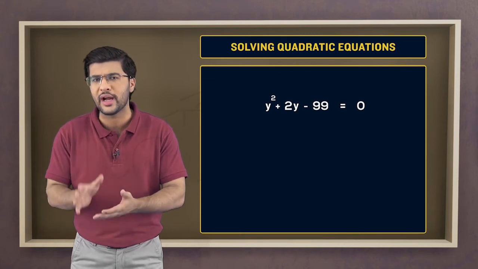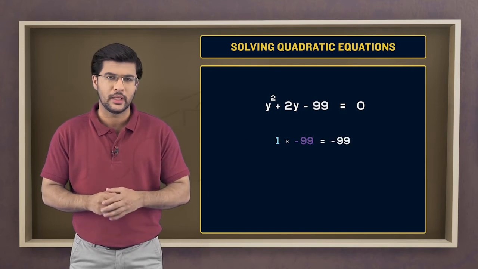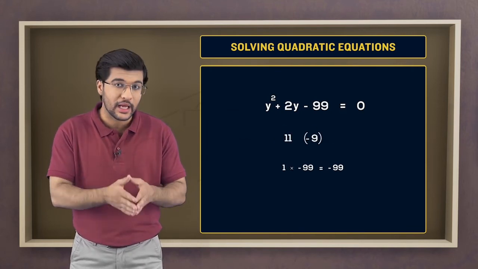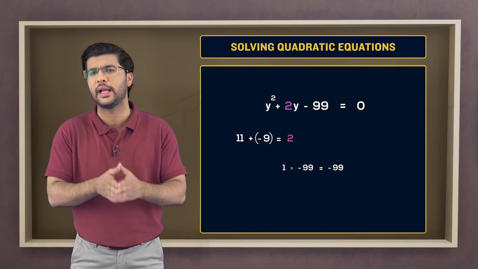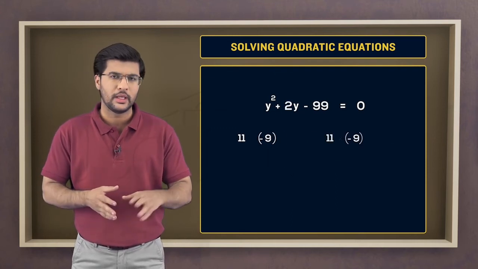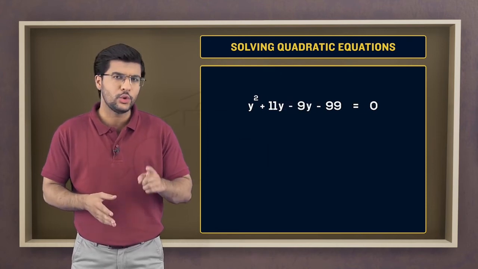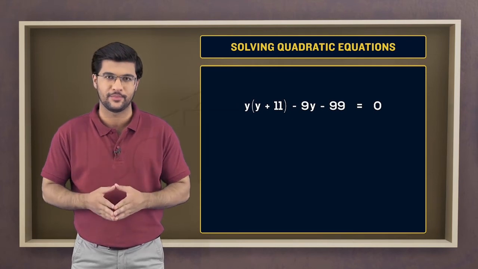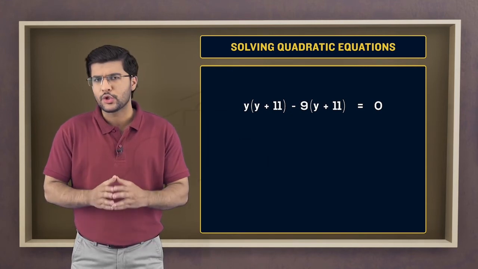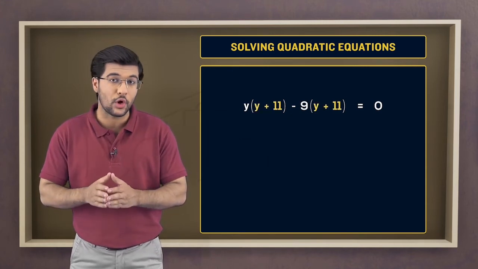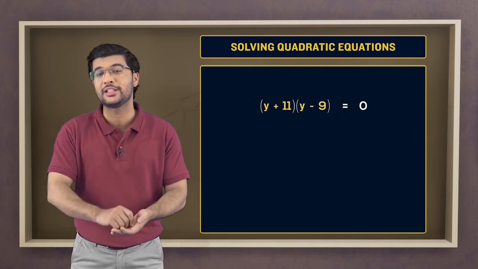Multiply the coefficient of y squared and the constant. We get -99. Now, +11 and -9 are such factors that add up to give +2 and -99 upon multiplication. Next, let's take the common from the first two terms and the last two terms. You get y into y plus 11 and 9 into y plus 11 again. So, y plus 11 can also be taken as common and we have two factors as a result. It's time to equate each to 0.